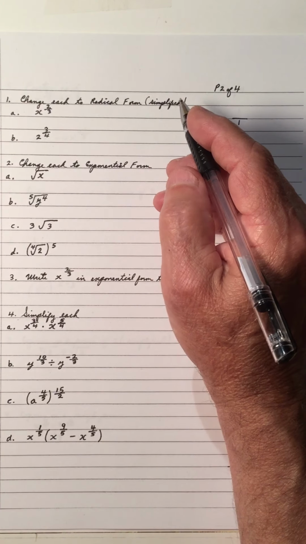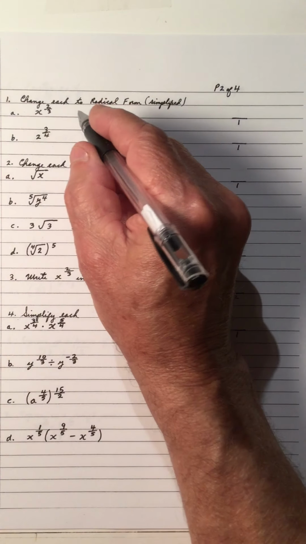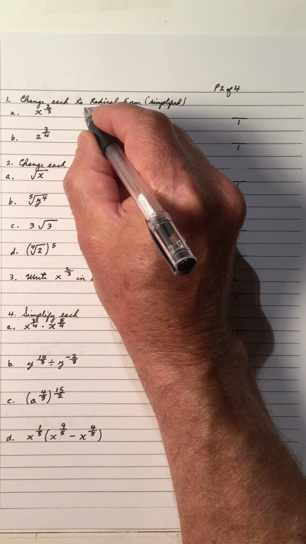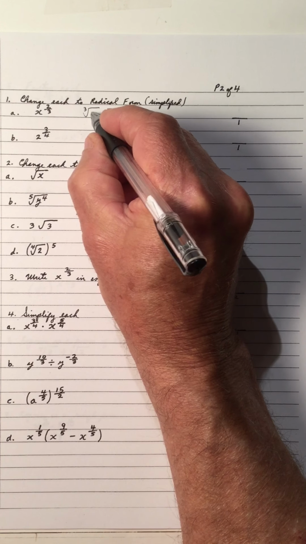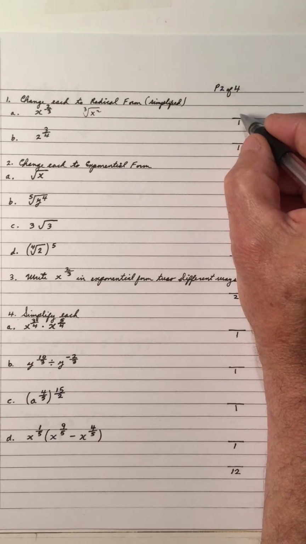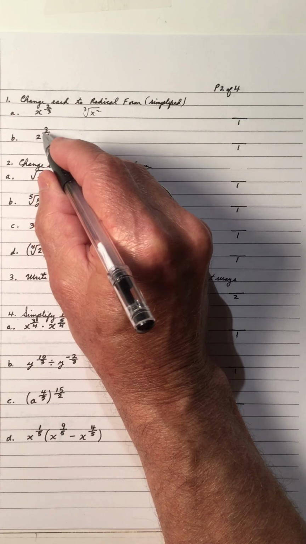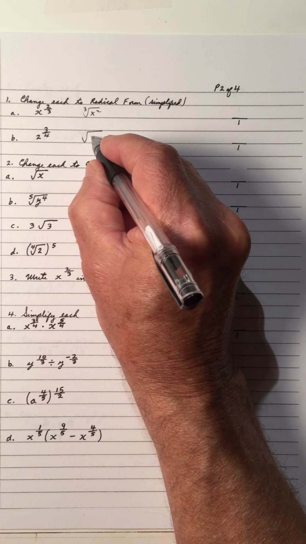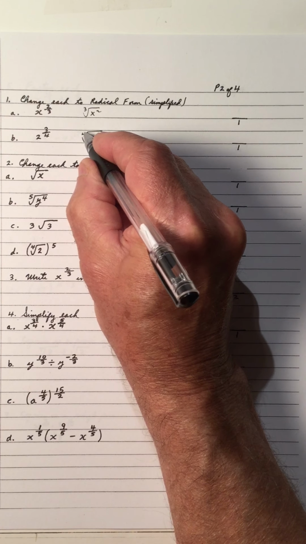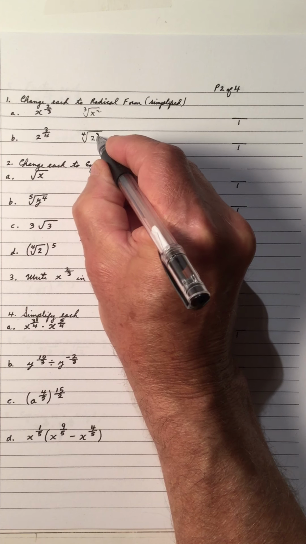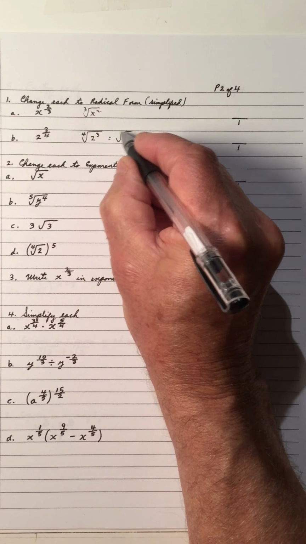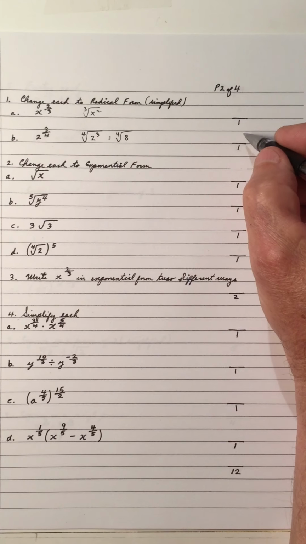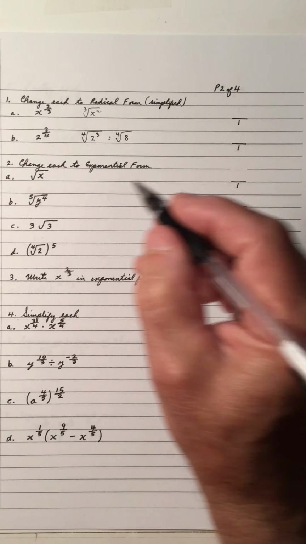Change each to radical form, simplified. Radical form is root. Denominator is the index, the root 3, and this is x squared. Give yourself a mark. 2 to the 3/4: the radicand is 2, the index is 4, and the exponent of 2 is 3, and that becomes 4. 2 cubed is 8, so the 4th root of 8. Give yourself a mark if you have it right.